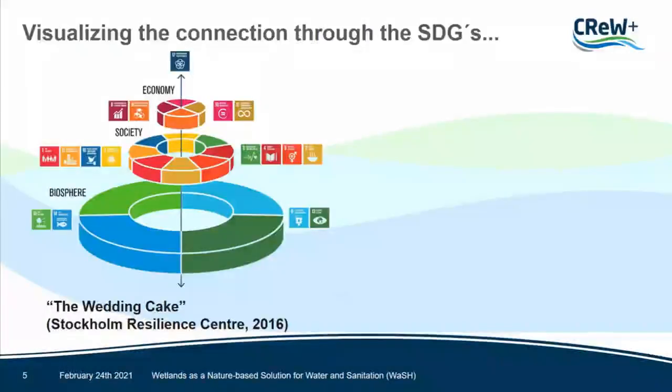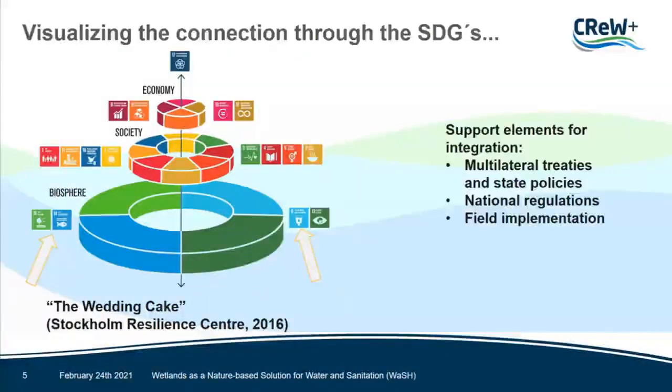I have here a visualization that I've always liked, that is called the wedding cake. This was developed by the Stockholm Resilience Center. What it tries to connect is all these different layers where we have the different SDGs. You will see in the bottom cake, which is the biosphere, this is where we have our sustainable development goal for water and sanitation number 6. It is to the right, it's very small, but it's over there. But additionally, we also have those for life below water and life on land, which is where we have biological diversity, other natural resources, and hence ecosystems.